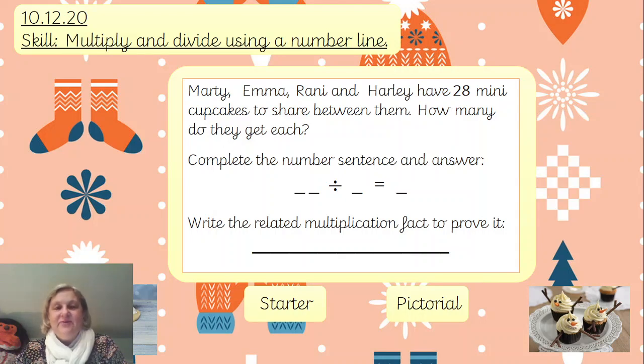My little emerald chumlets. We're going to do some maths today. We're multiplying and dividing using a number line, and we've got the starter question here for you. So have a little read of this.